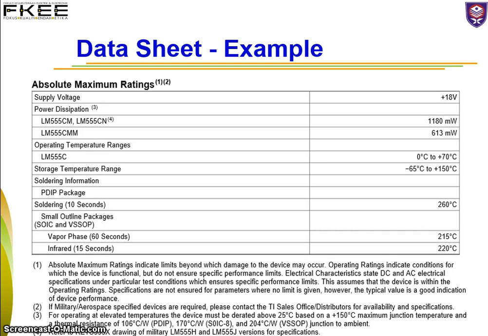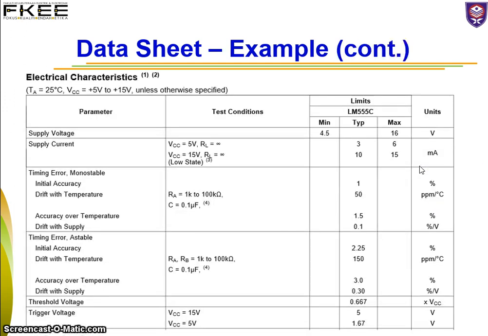This is the absolute maximum rating. So if you look over here, the power dissipation is very small, and the power supply, in the example, the maximum is 18 volt only, and the operating and storage temperature. Then we have the electrical characteristic. The minimum voltage is 4.5 volt in the example.